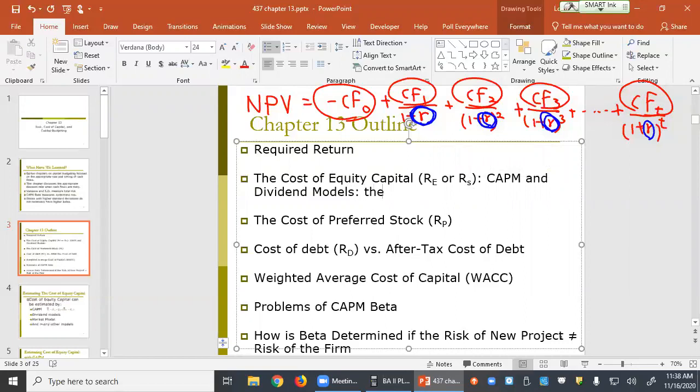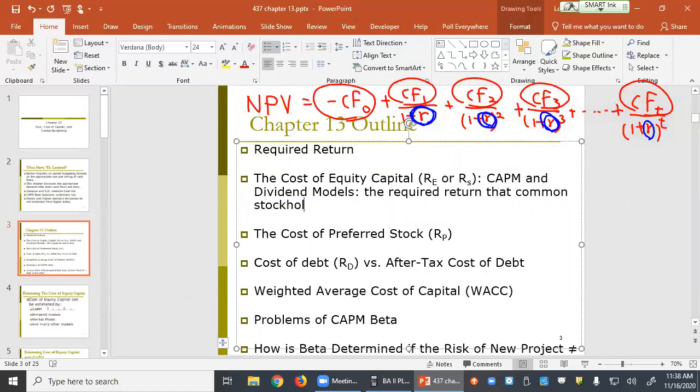So what is cost of equity capital? It is the required return that common stockholders demand. Since it is the rate of return that they demand, that's the rate of return you have to pay them in order to keep them happy. If they are not happy, there are plenty of other companies that also have stock outstanding, so they can simply dump your stock and reinvest the money elsewhere. So cost of equity is the required return that common stockholders demand.